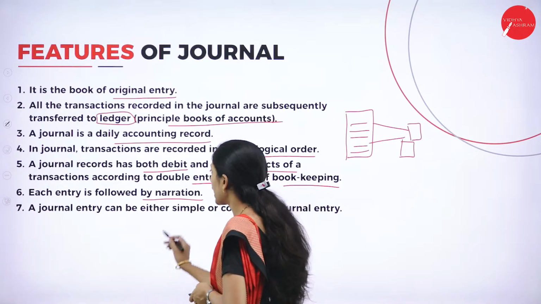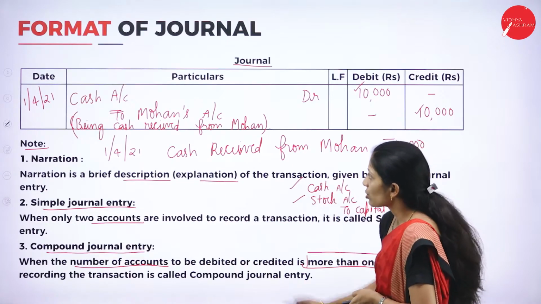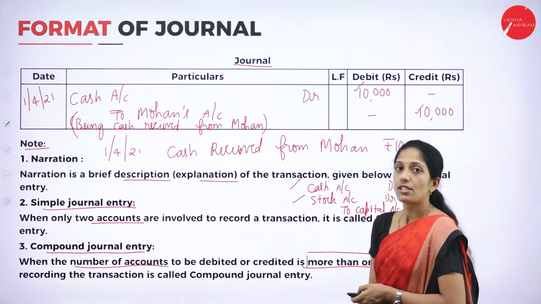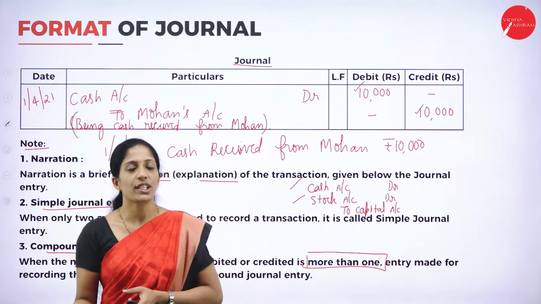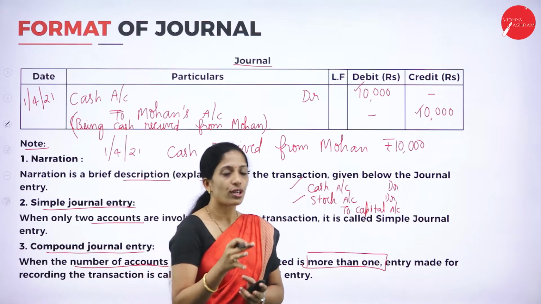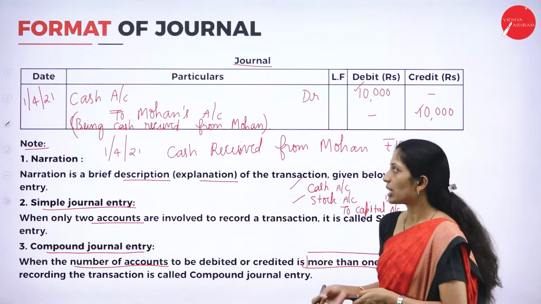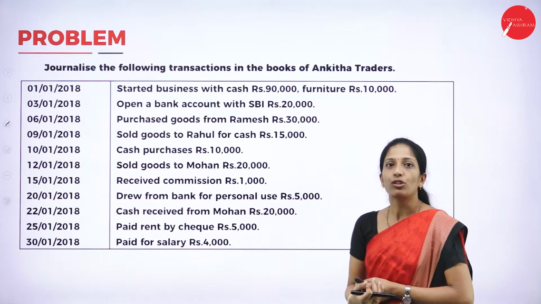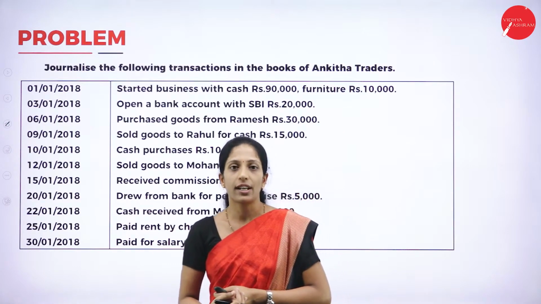Next one, a journal can be either simple or compound journal entry. So, we have seen, this is a simple journal entry and this is a compound journal entry. It's not that it should always be simple journal entry or compound journal entry. So, it can be both. It is a combination of both simple journal entry as well as compound journal entry. So, these are the features of journal. Now, we shall go through a problem directly. So, we shall see how we have to record the journal entries.